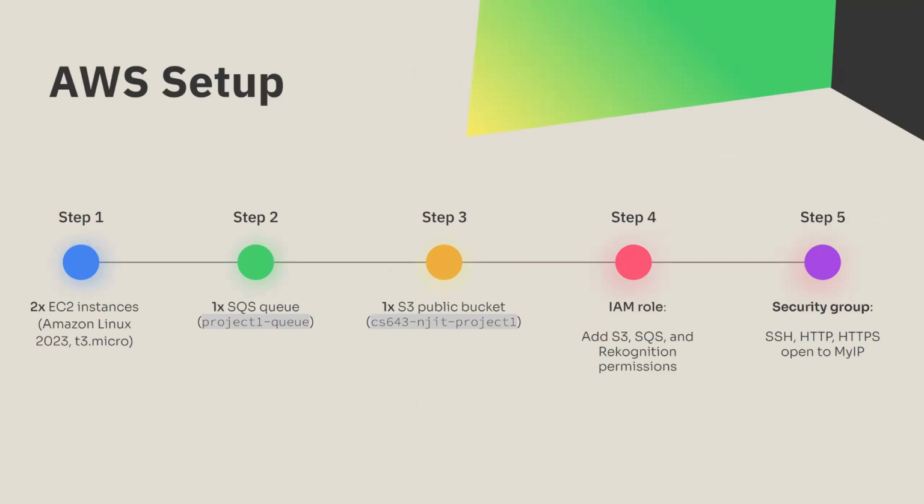As previously mentioned, I used two EC2 instances with Amazon Linux 2023. Each has Java 17 and Maven installed. I also added an IAM role to grant S3, SQS, and Rekognition access, and configured the security group to allow inbound SSH, HTTP, and HTTPS only from my own IP to prevent unauthorized users from gaining access. I additionally created an SQS queue and verified the S3 bucket and region were set to US East 1.